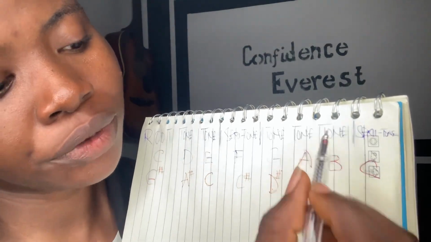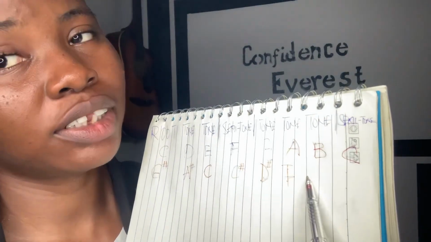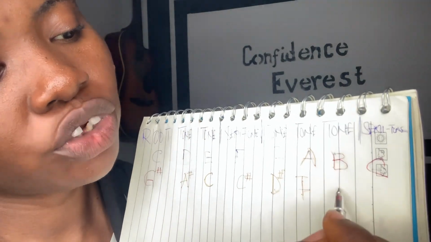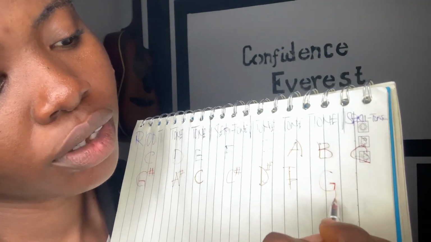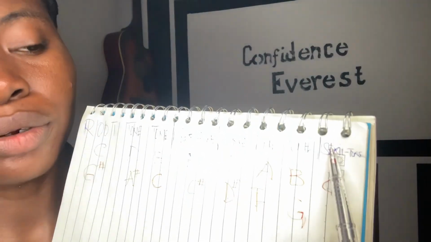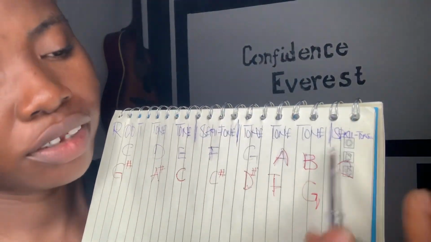We need another tone. From F to F sharp is a semitone, but from F to G is a tone. And finally, we need a semitone. From G to G sharp is a semitone.